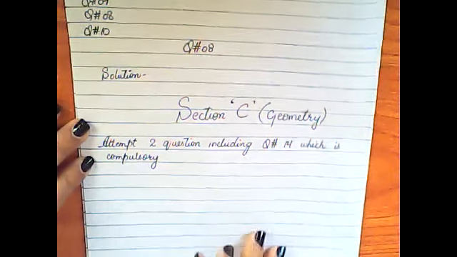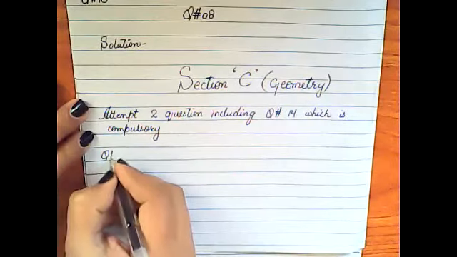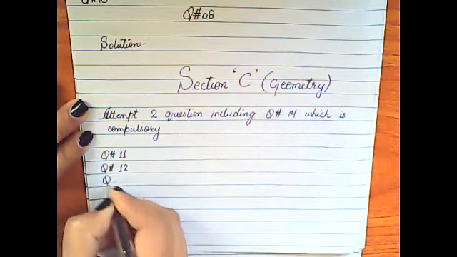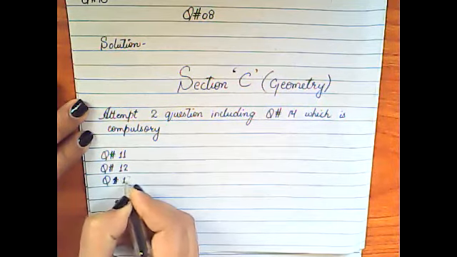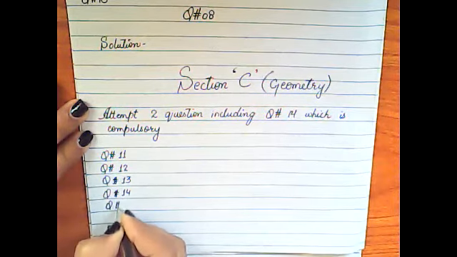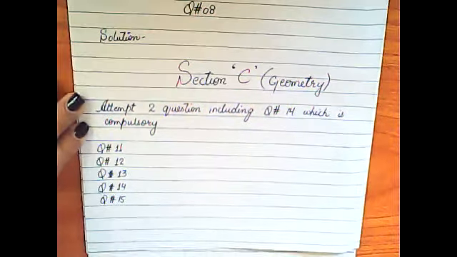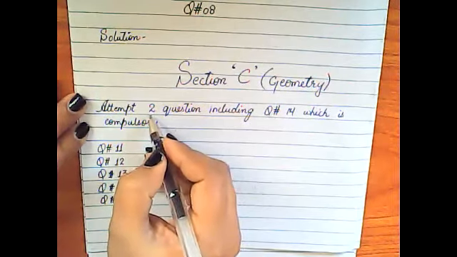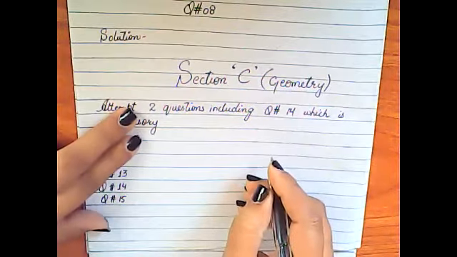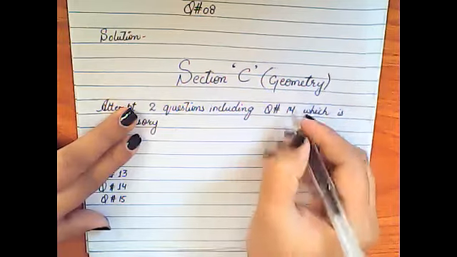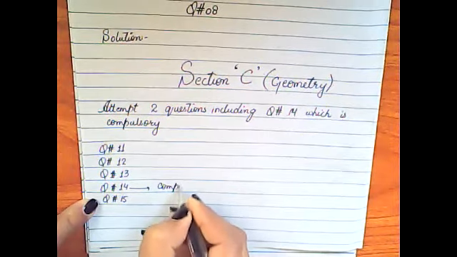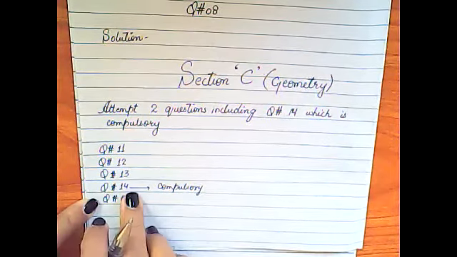Now what does it mean? Just suppose here you have question number 11, question number 12, question number 13, question number 14, and question number 15. Two questions means you have to attempt in total two questions, including question number 14. This question number 14 is compulsory, which means you must attempt it.